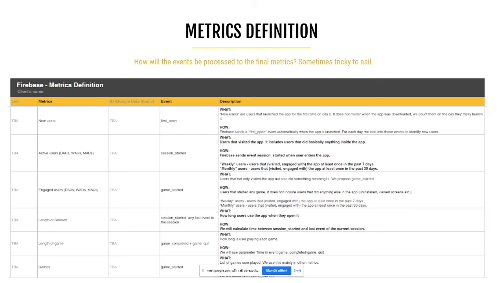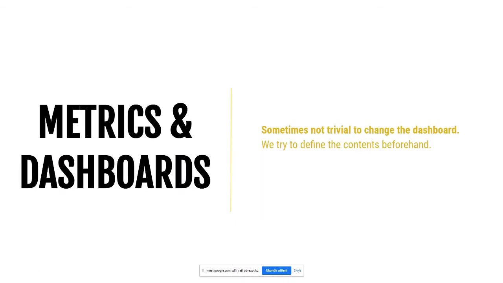So for metrics, we document everything, and writing it down actually forces you to think about which events will be used and who's going to use the data. So that's a great thought exercise to start with when defining what the metrics will be like later on.